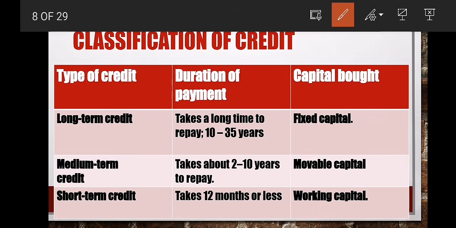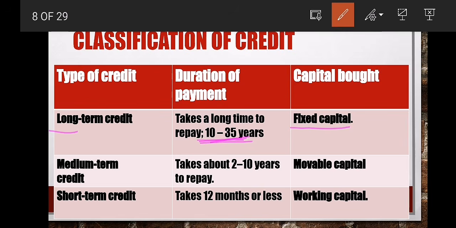We have these, good people. We have a long-term credit, which is number one. The long-term credit can be paid back in a duration of 10 to 35 years. So we say it can be paid back in a duration of 10 to 35 years. Which capital can be bought using that credit? We say it's fixed capital. It's a long-term credit that can be paid back with a period of 10 to 35. The name of the capital that can be bought is fixed capital.